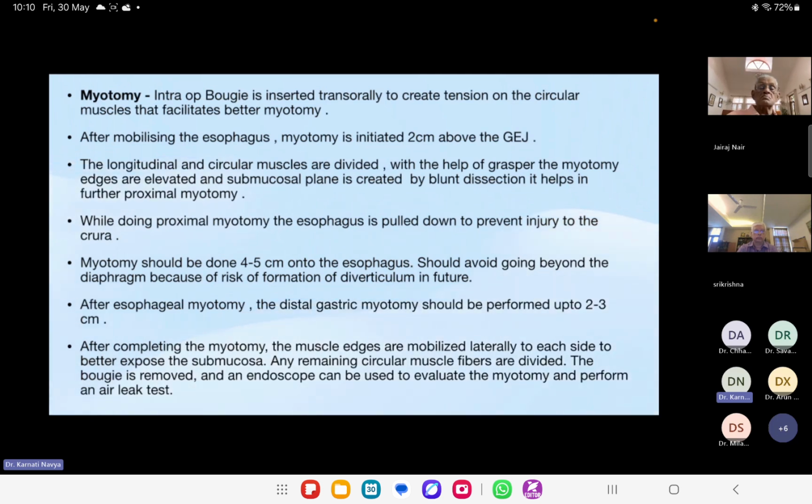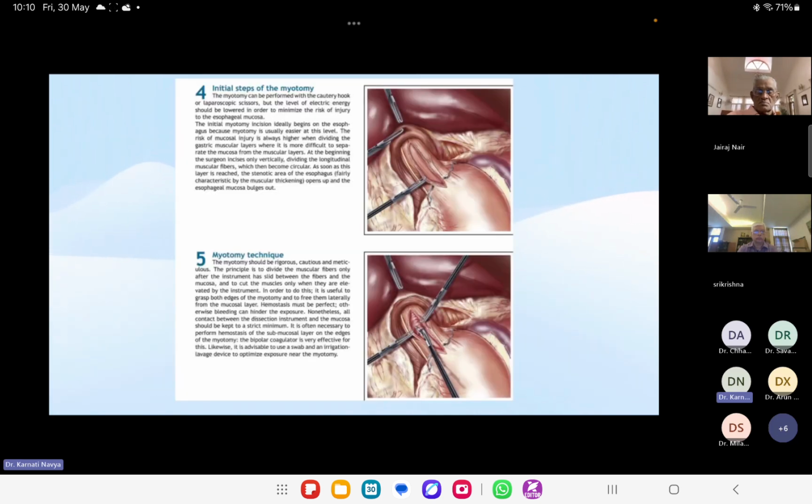After esophageal myotomy, you proceed with the gastric myotomy, which is usually performed for 2 to 3 centimeters on the distal gastric fundus. After completing the myotomy, the muscle edges are mobilized laterally to each side to better expose the submucosa. Any remaining circular muscle fibers are divided and the bougie is removed. An endoscope should be used to evaluate the myotomy and perform an air leak test. This is a similar image showing the myotomy.